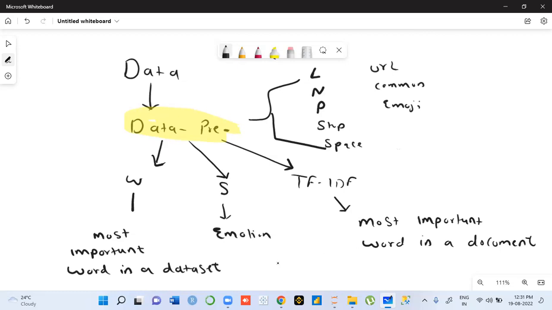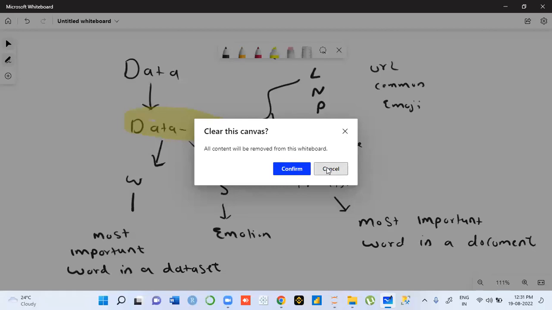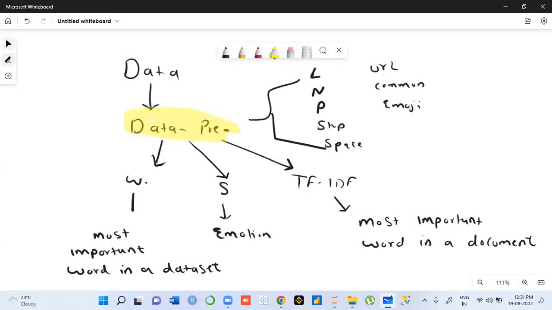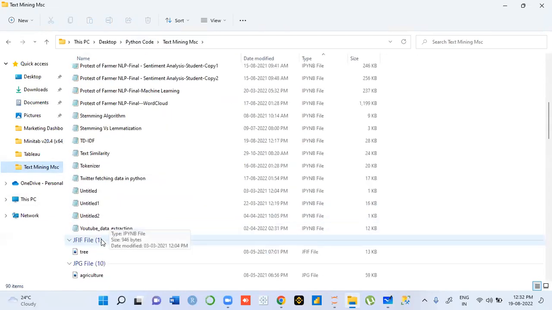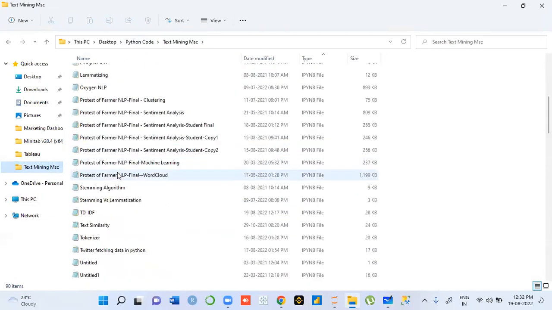Shall I write this or should I erase? You can just write this one. When to use word cloud? You can write from here. When to use sentiment? Word cloud and its uses, right from here till here. Pre-processing, guys, you have already written, so no need to write.